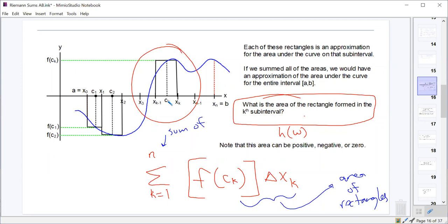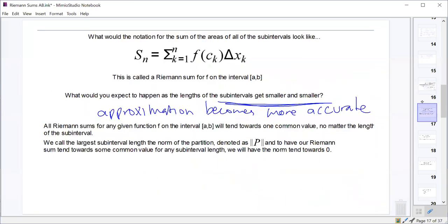I know we're getting a little conceptual, and it's hard for me because I can't see you guys, so I'm hoping that all makes sense. The subinterval that we call the largest one, we call it the norm of the partition. Right here, the norm of the partition. We write that as this double bar P. And we want that one to get very close to 0.